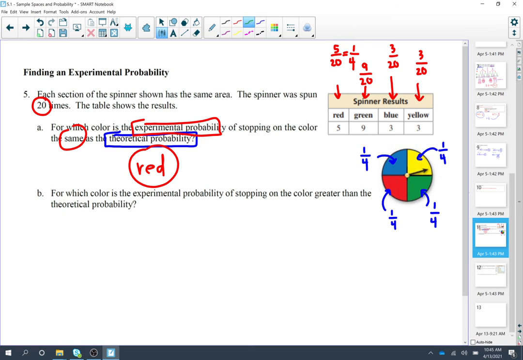Part B. For which color is the experimental probability of stopping on the color greater than the theoretical probability? Well, we know that red is the same, so now I'm looking at green. So the theoretical probability of green is 1/4, but the experimental probability is 9 out of 20. And I know that 9 out of 20 is greater than 1/4, so that would be green.